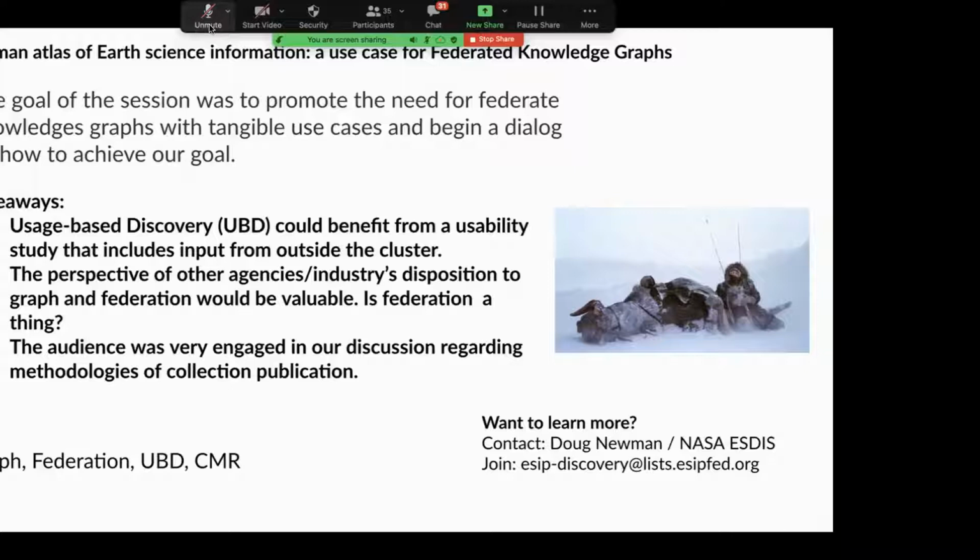And finally, that we had a very engaged audience. It was quite a full session, and they were very interested in methodologies for collection publication. The contact person, if you want to learn more, is myself. I'm Doug Newman from NASA ESDIS, and there's a link to the ESIP Discovery mailing list there. And finally, it was very cold. That was my main takeaway.